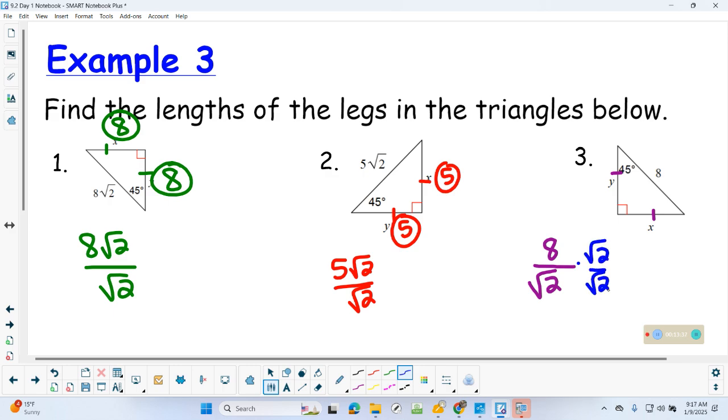All right, so of course on the top I have 8 square roots of 2. What's 2 times 2? 4. So let's mental math it. What's the square root of 4? 2. And then what else can you reduce? 8 and 2. So my congruent legs, what's 8 over 2? My congruent legs are 4 square roots of 2.